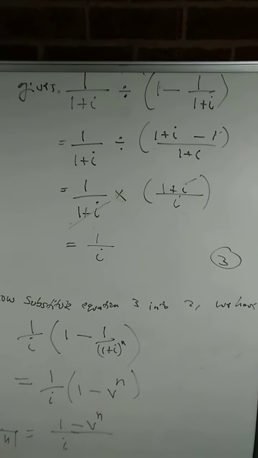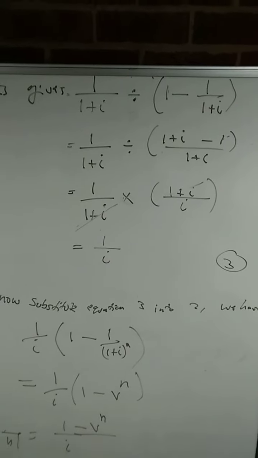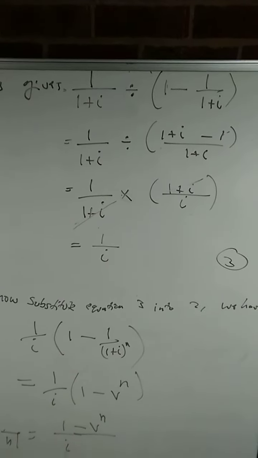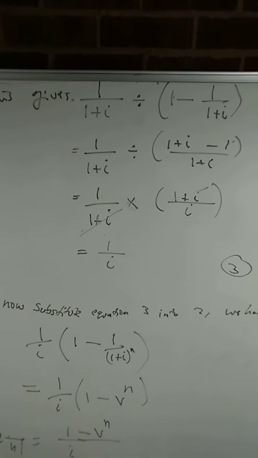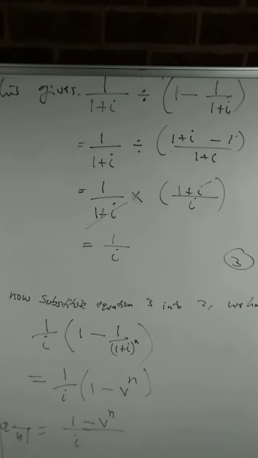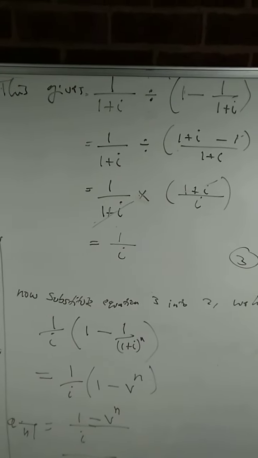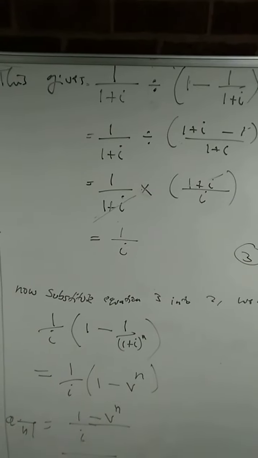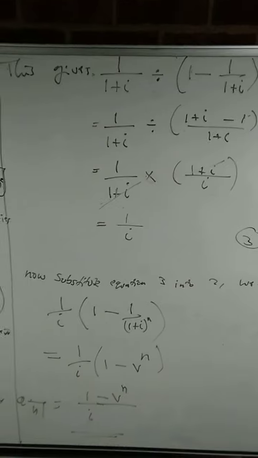which is equal to 1 over 1 plus i divided by 1 plus i minus 1 over 1 plus i, which gives 1 over 1 plus i times open bracket 1 plus i over i, and the terms 1 plus i cross over, they cancel each other, so we now have 1 over i, and we call this equation number 3.